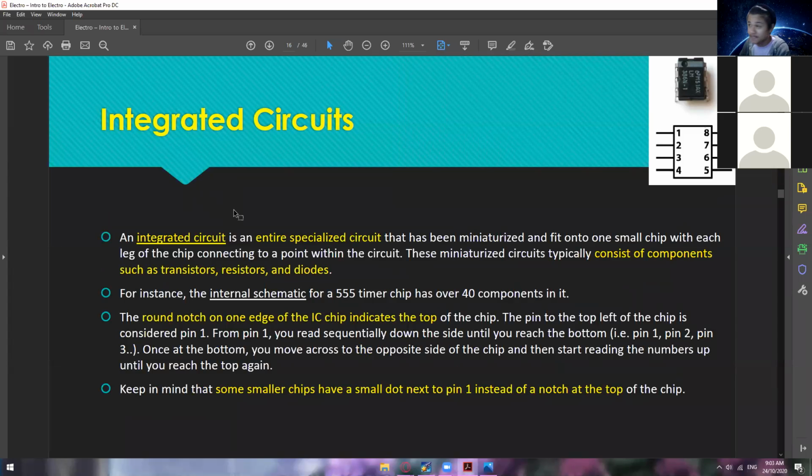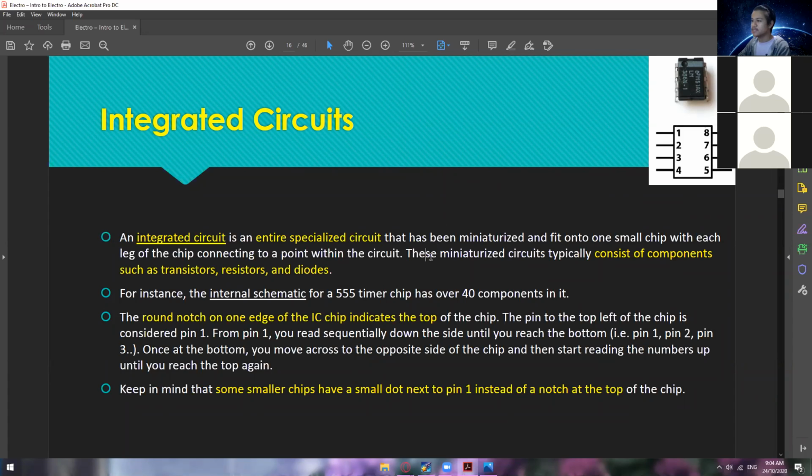So next one is integrated circuits. An integrated circuit is an entire specialized circuit. What do I mean by an entire specialized circuit? Those circuits have been miniaturized and fit onto one small chip, with each leg of the chip connecting to a point within the circuit. As you can see right here, this is one example of an IC, or integrated circuit. It has 8 pins: 1, 2, 3, 4, 5, 6, 7, and 8.